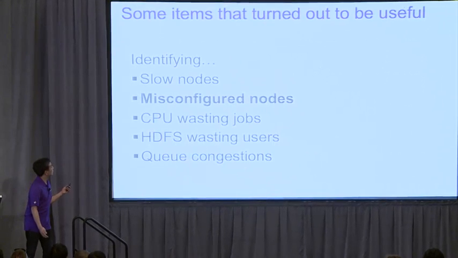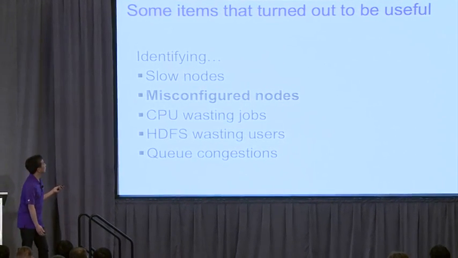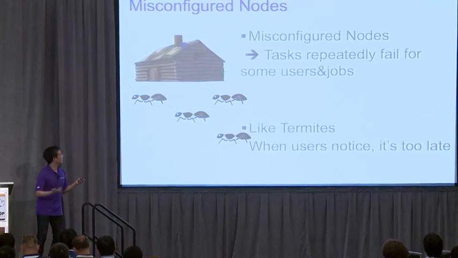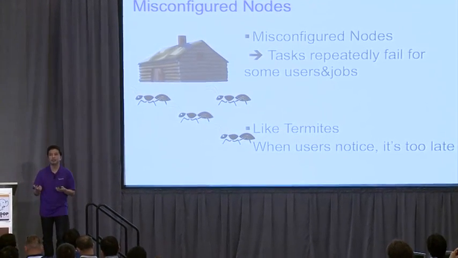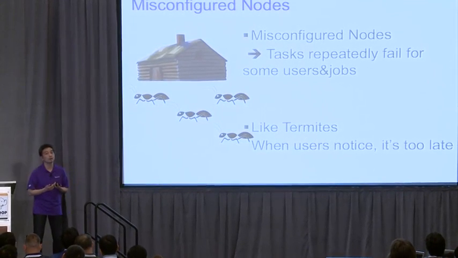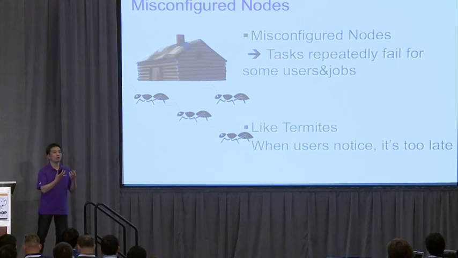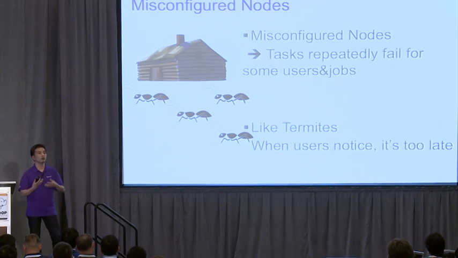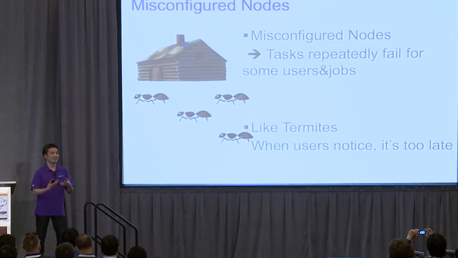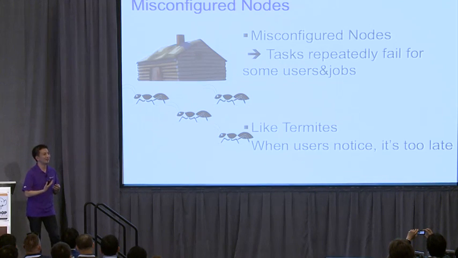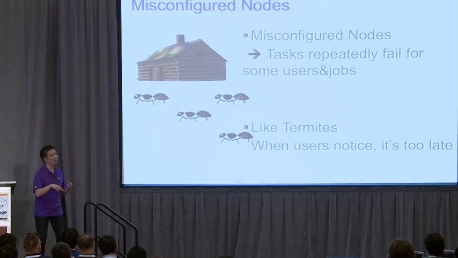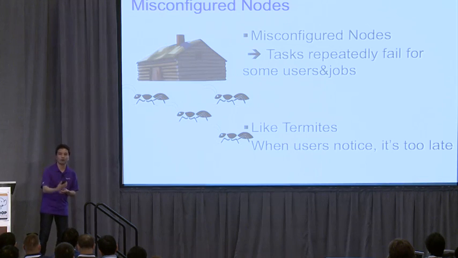So the second issue that I have is misconfigured nodes. This is when a node's tasks repeatedly fail for some users or some jobs, but not for all the users. And it's like termites to me, because when a user comes to me and says, okay, my job somehow failed on these 4 nodes, is it misconfigured? If I get that kind of question, there are definitely more than 4 nodes that are misconfigured. If a user notices some misconfiguration on the node, it's already too late. I want to find it before the user notices.